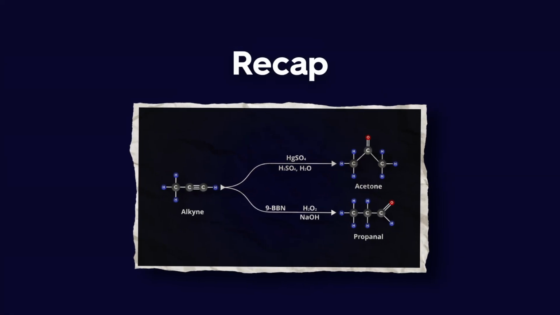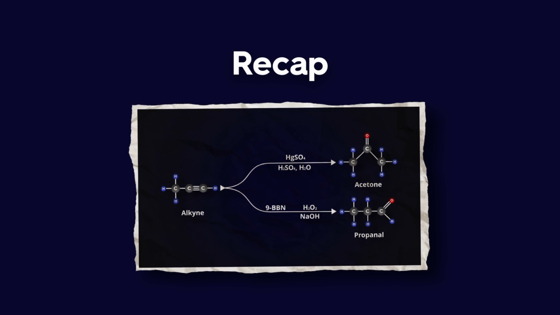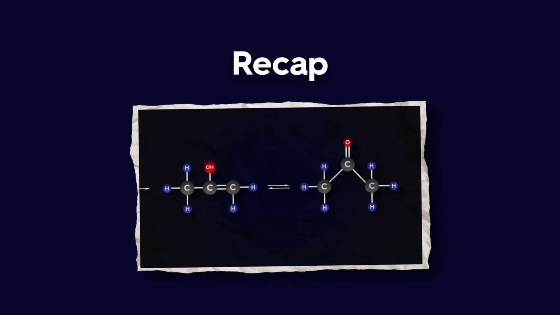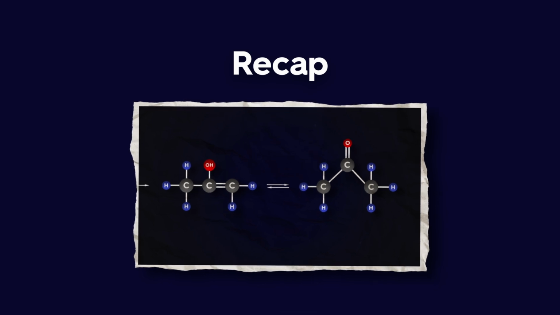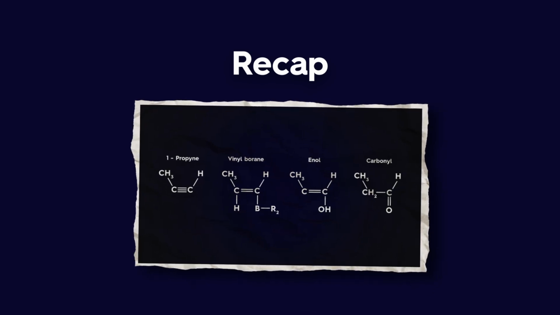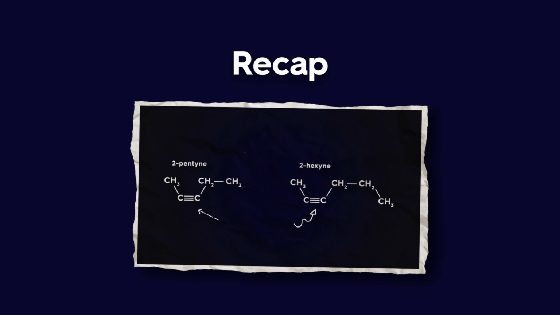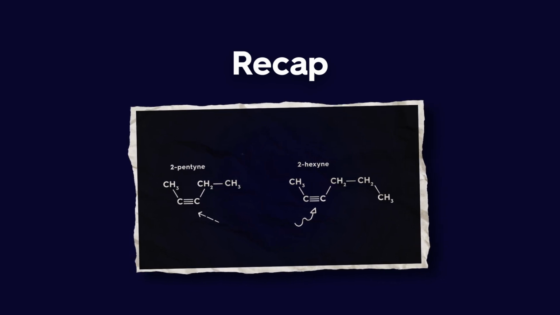Quick recap. Choose the pathway that places the OH exactly where you want it. Remember, the enol will always convert to the keto form. And don't forget to check. If the alkyne is terminal, you have control. If it's internal, expect a mix. That's hydration mastery.